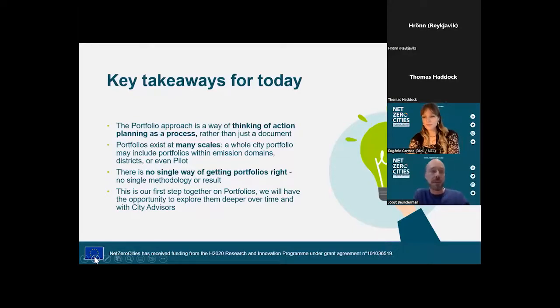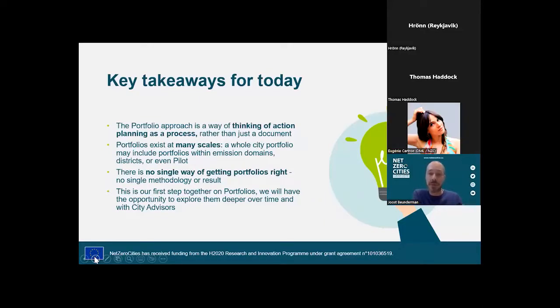The portfolio approach has been presented in the webinar on the Climate City contract as in many ways the heart of the action plan. It's a key way of connecting across all the different domains and all the different levers for change, the different actions that a city, together with all the relevant actors right across that city, can take. But more than anything, it's a way of thinking about action planning as a process. So much more than being just a document.